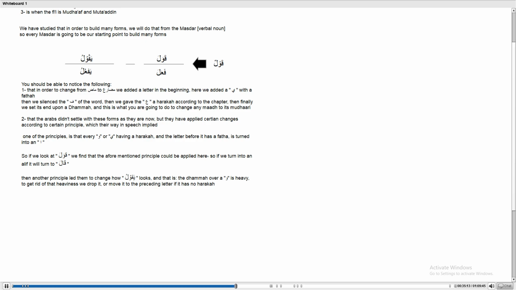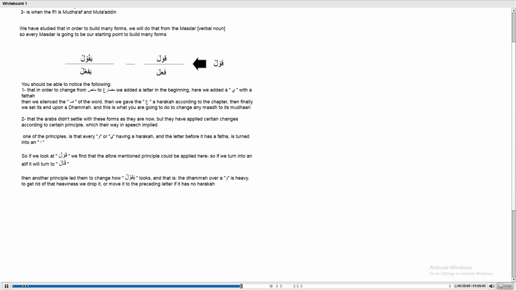Understood? Heaviness is from different aspects, respected sister. Heaviness could be a letter in itself, which is heavy, or it could be a letter which is pronounced heavily, in the sense of not being pronounced lightly. Here the waw and the ya are heavy letters.